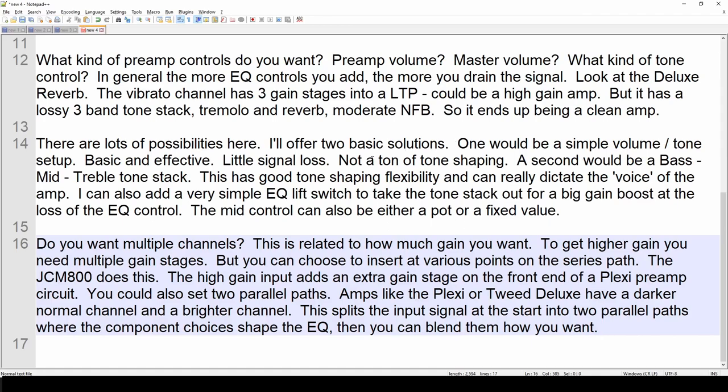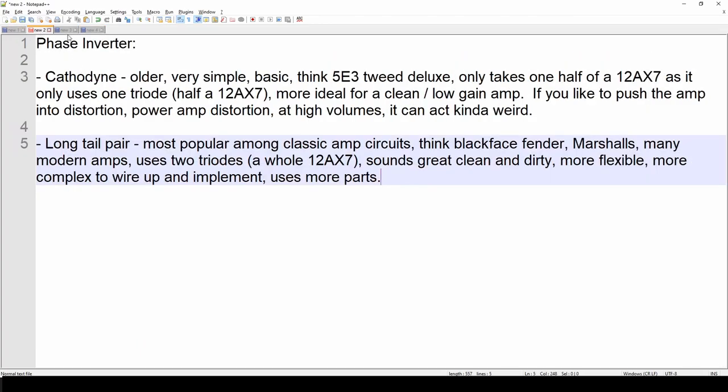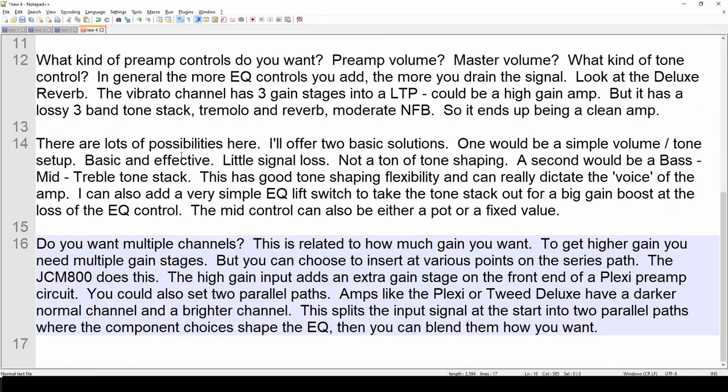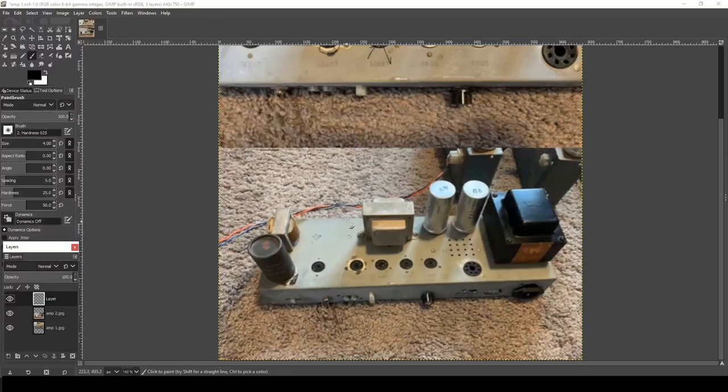So if you were to answer all of these questions, what kind of phase inverter do you want? What kind of negative feedback choices do you want? And what kind of preamp do you want? That would really get us long ways down the road in deciding what kind of amp you want to build.